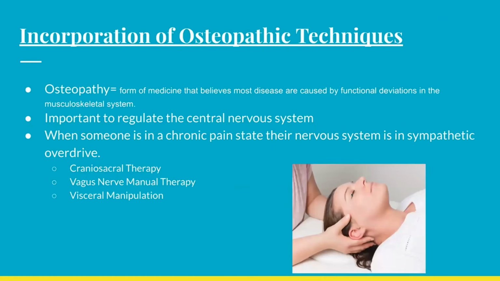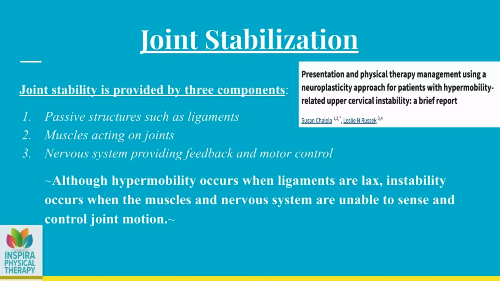So incorporation of osteopathic techniques, we use craniosacral vagus nerve manual therapy, visceral manipulation to help address that pain and help regulate the central nervous system. Then, once we've addressed the pain, if pain is the main complaint, we get to joint stabilization. So this goes into the orthopedic musculoskeletal side of things. And I am going to be referencing this article from Susan Chalela and Leslie Russick, where they really beautifully explain hypermobility and the components that you need to understand for proper physical therapy care.